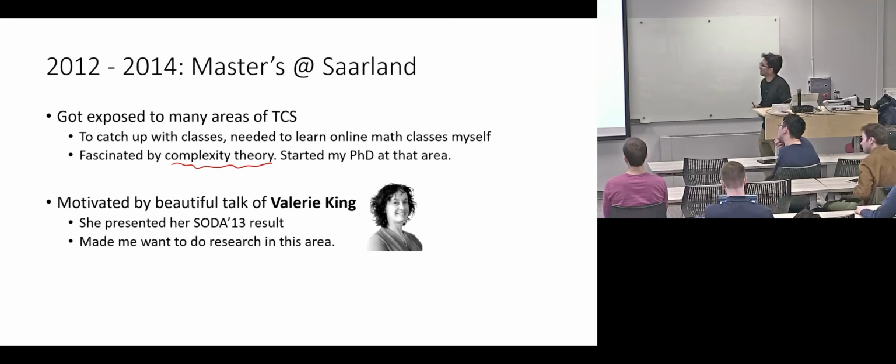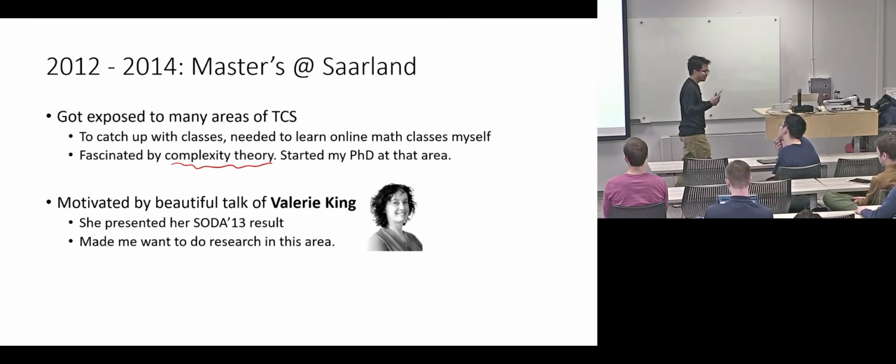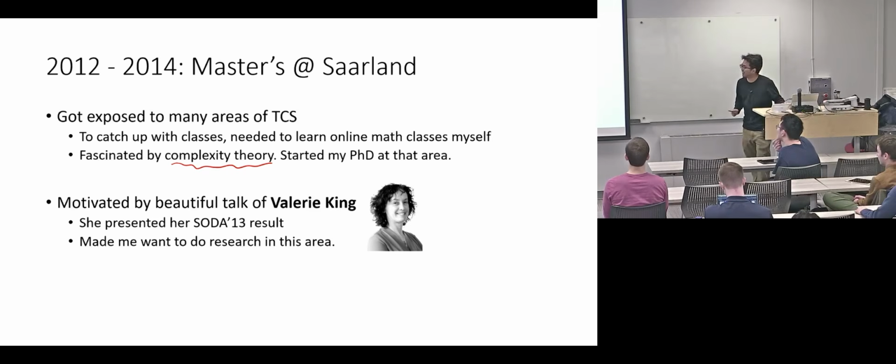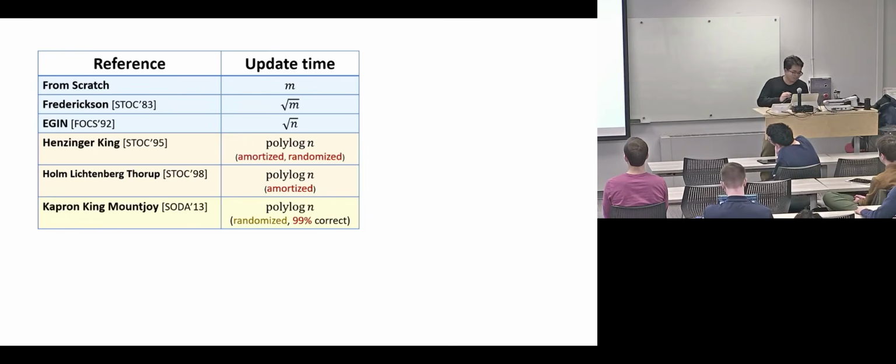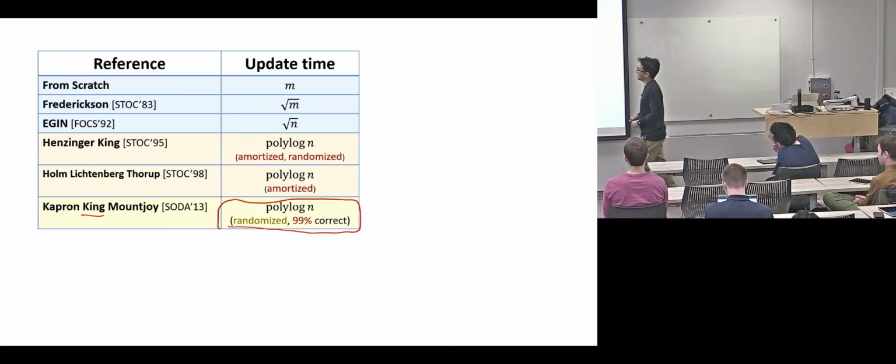But then there was a talk by Valerie King. Her talk is actually about this problem, dynamic spanning forest. And what she shows is basically this one. This is by King. What she shows is that she now can get polylog n update time as well. And it's not amortized anymore, so that's great. It's worst case on every update.